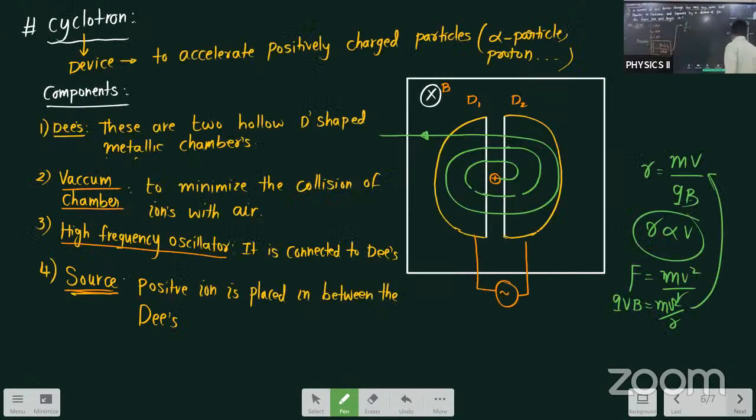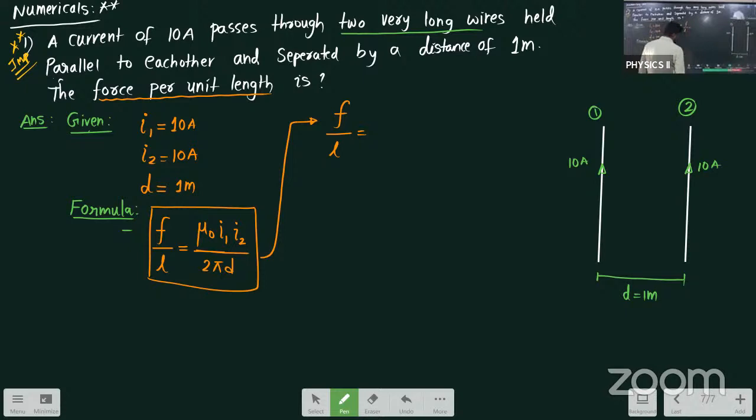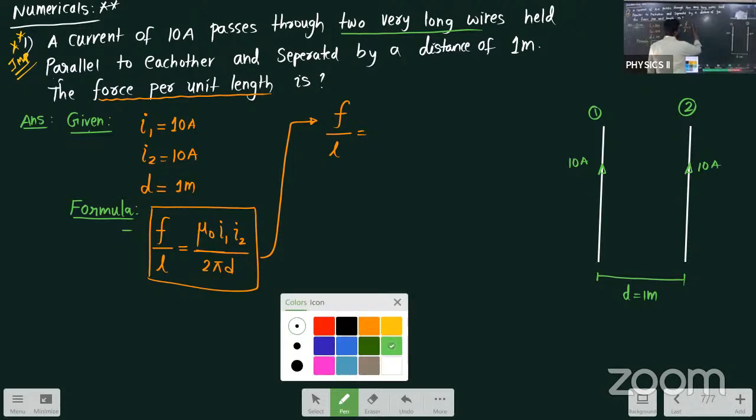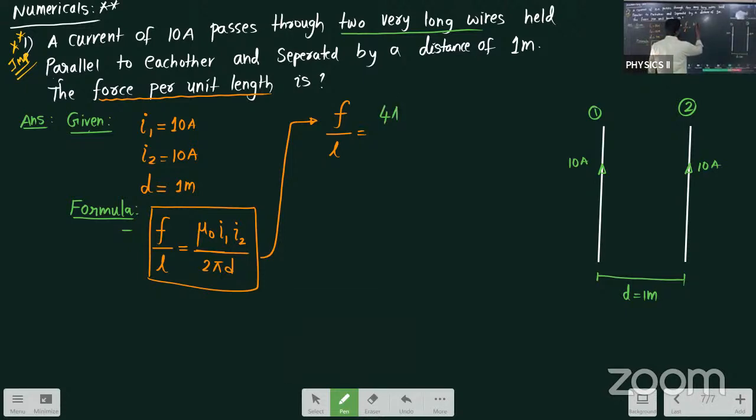Let us substitute that value here. I am taking the value of mu naught as 4 pi into 10 power minus 7, into I1, which is 10 amperes, and I2, which is also 10 amperes. So this will become 10 into 10 divided by 2 pi into d. The value of d here is 1 meter. This pi and this pi will get cancelled, 2 ones and 2 twos.